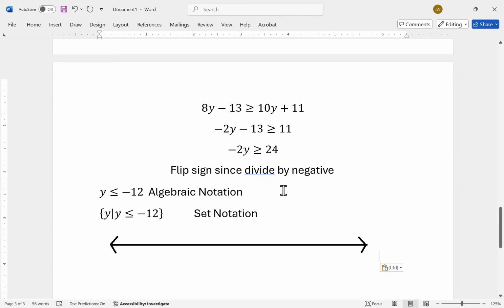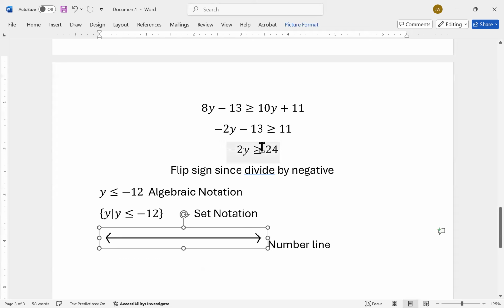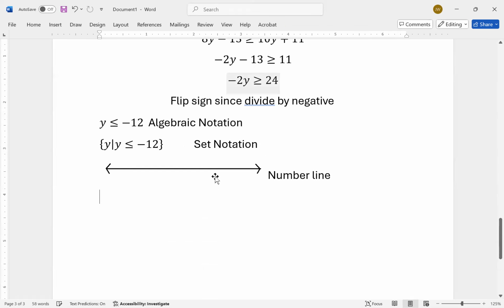As far as the number line goes, let me make that number line a little bit smaller. There we go, so it just fits. I would mark out where negative 12 was. Let's put negative 12 here. And then, instead of drawing a circle that's not filled in, since we can plug in the number negative 12, I'm going to fill in that circle. And so this is called a closed circle, one that I've filled in.